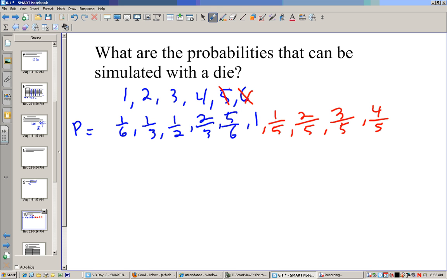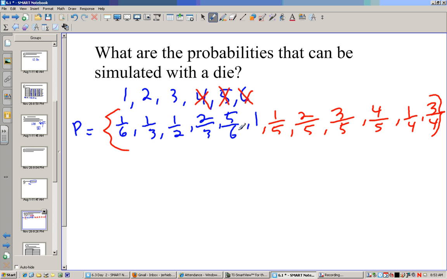We could also say if you roll a 5 or a 6 it doesn't count. So 1/4, 2/4, which we already have as a half, and 3/4 would also work. 4/4 is 1. Now if I scratch that off and say 4, 5, and 6 don't work, we have 1/3 and 2/3 already. So this is all of the probabilities that you can simulate using one die.